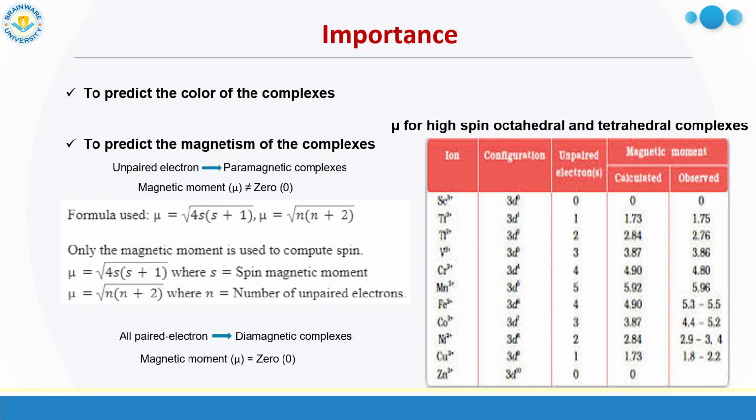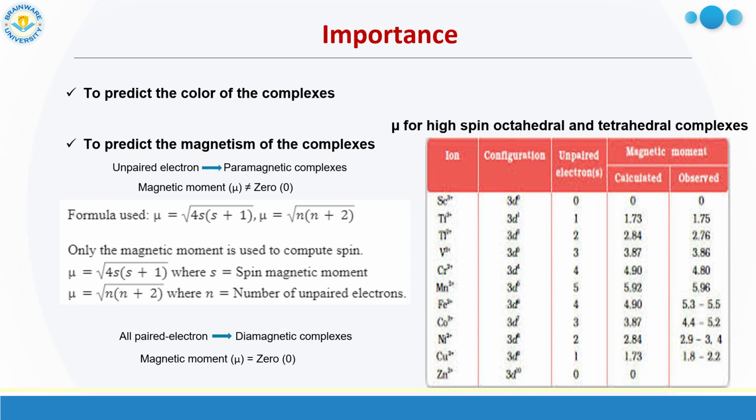If you stop supplying the excess energy, then the electron will again come back to the lower energy level, and during that time some amount of energy will be released in the form of rays, and that energy falls in the visible region, that is 400 to 800 nanometers. That's why we can see the color of the complexes.